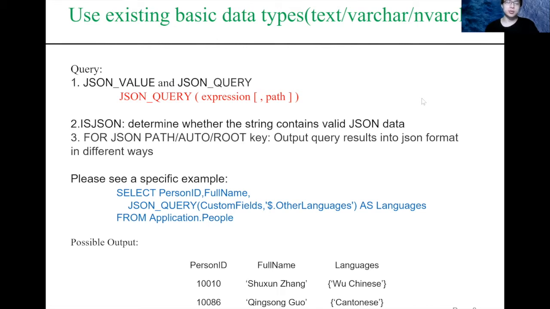We can see two results are output. First is the person ID 10010. His name is Shu Xunzhang, and the other language he uses is Wu Chinese. The other is 10086. The full name of him is Qin Guo. The other language he uses is Cantonese.